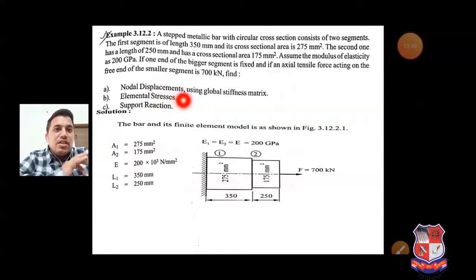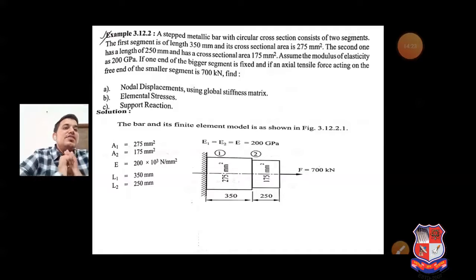First is the nodal displacement using the global stiffness matrix. The nodal displacements are q1, q2, and q3. q1 is 0, and q2 and q3 are unknown, which we have to find out; we can say q2 and q3 are question marks. Then the elemental stresses. We have to find stress 1 and stress 2. Here there are two elements, that's why we find the two stresses.